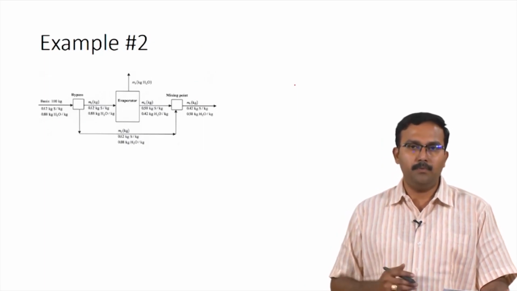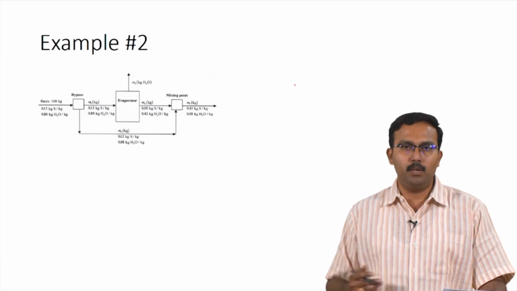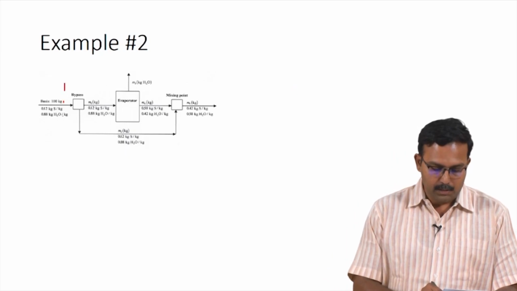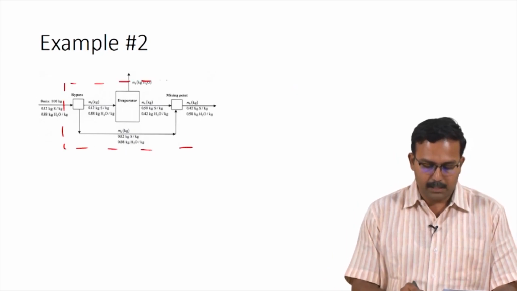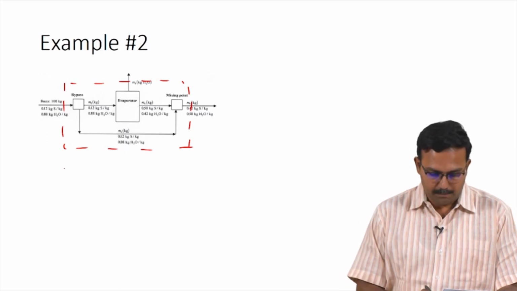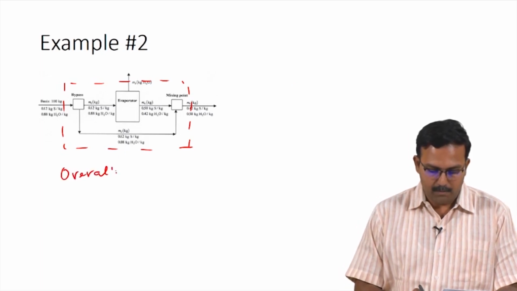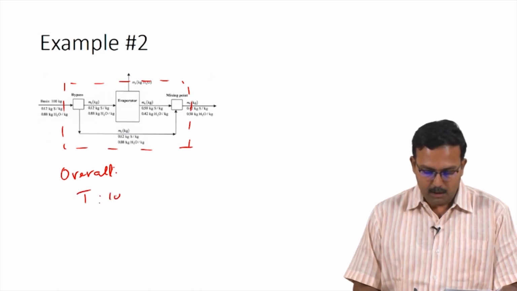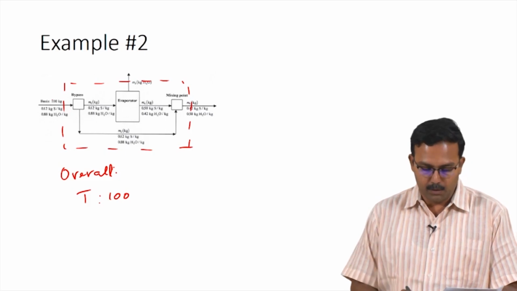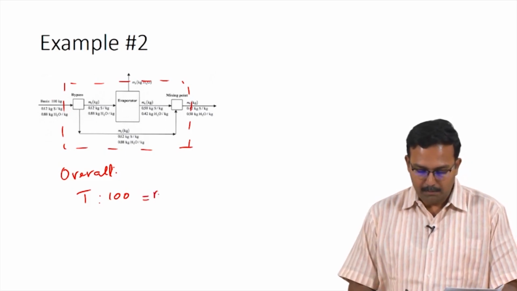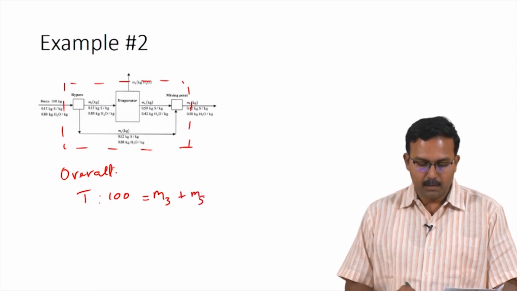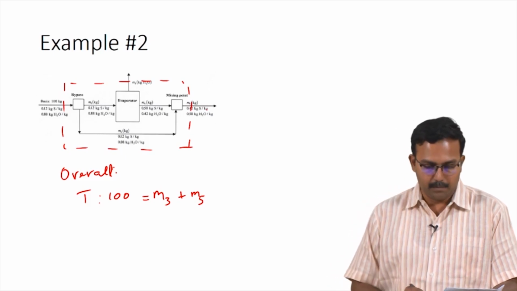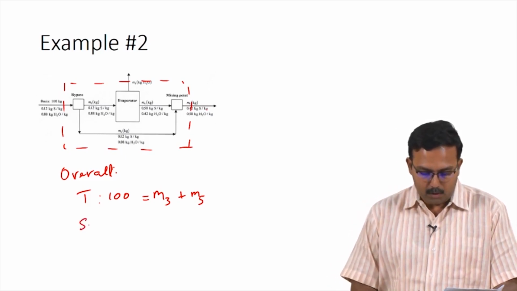So, now it is important for us to identify which systems we want to work with. As always, we will start with the overall system. The overall system would encompass the bypass stream. The total balance can be written as 100 kilograms entering through the fresh juice would be equal to m3 plus m5, where m3 is the water vapor that is being evaporated and m5 is the final product that is being produced. We can also write the solids balance.